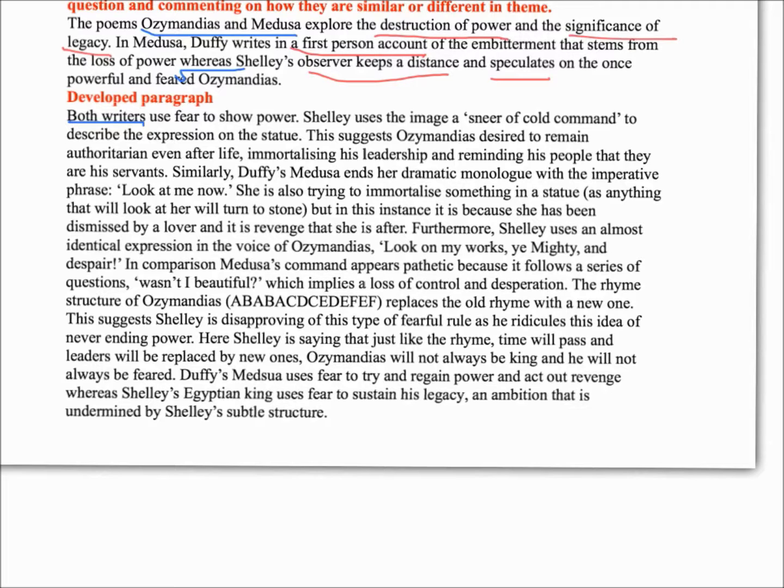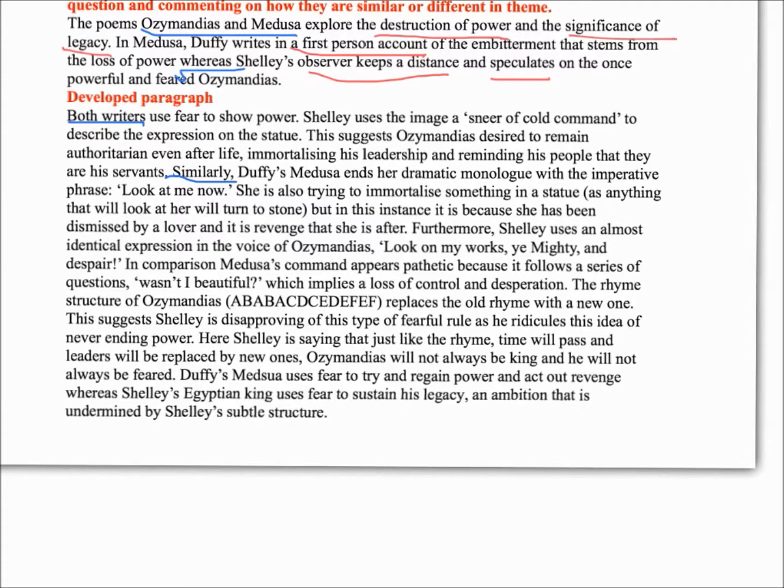This suggests Ozymandias' desire to remain authoritarian even after life, immortalising his leadership and reminding his people that they are his servants. Similarly, and again we've got this comparison, Duffy's Medusa ends her dramatic monologue with the imperative phrase, "Look at me now." She is also trying to immortalise something in a statue, as anything that will look at her will turn to stone. But in this instance, it's because she has been dismissed by a lover, and it is revenge that she is after.